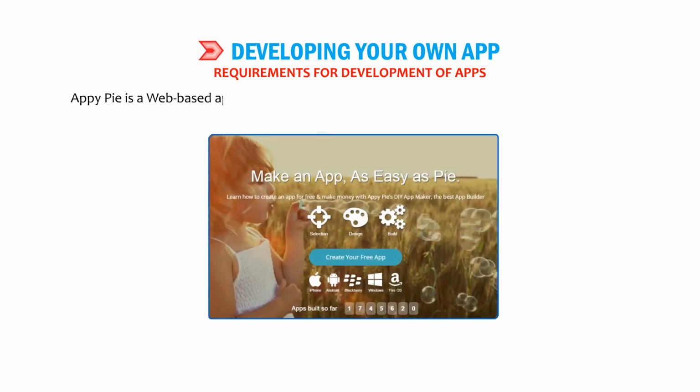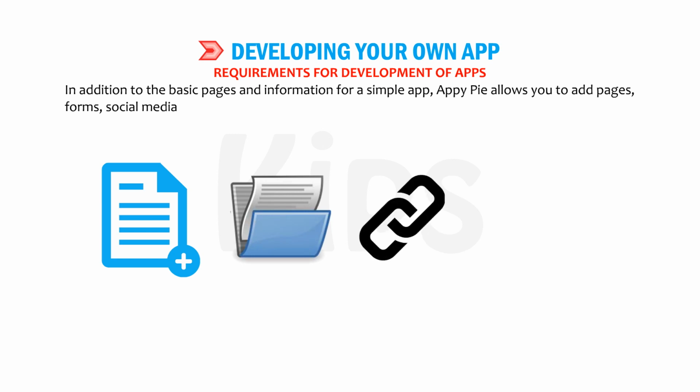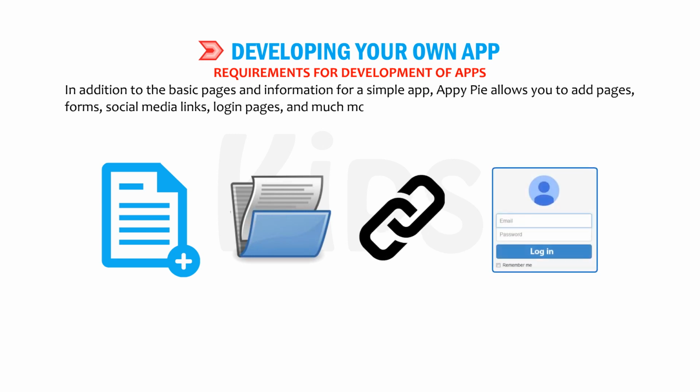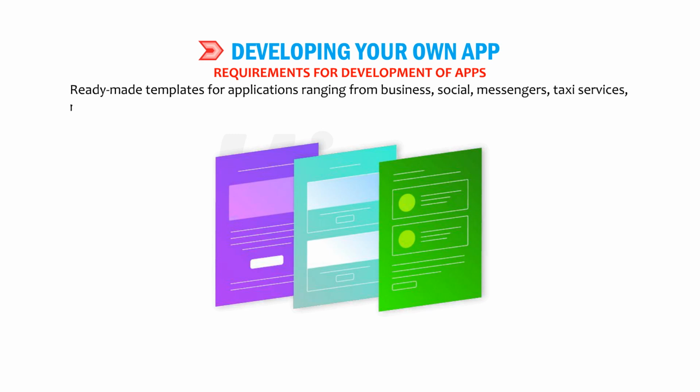AppyPie is a web-based app maker providing various facilities for quickly making your own app. In addition to the basic pages and information for a simple app, AppyPie allows you to add pages, forms, social media links, login pages and much more. Ready-made templates for applications ranging from business, social, messengers, taxi services, restaurants, educational, hotels, etc. make designing your app very easy.